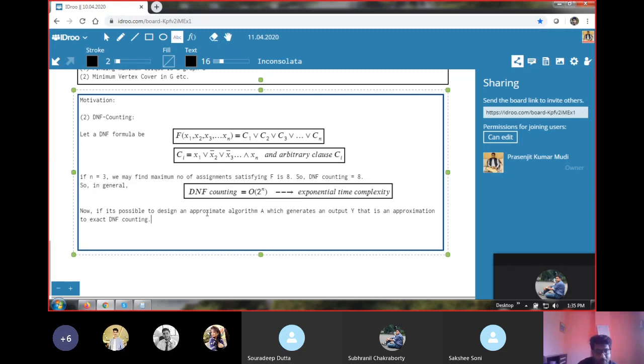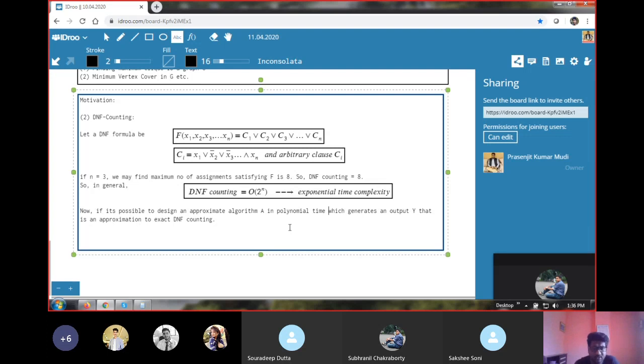Okay. Approximate algorithm A in polynomial time. Polynomial time means either in order of n or order of n square. So instead of order of n to the power of n, we are trying to design an algorithm which requires time complexity order of n or order of n square. And still that algorithm can produce an output y which is very close enough to the exact DNF counting.